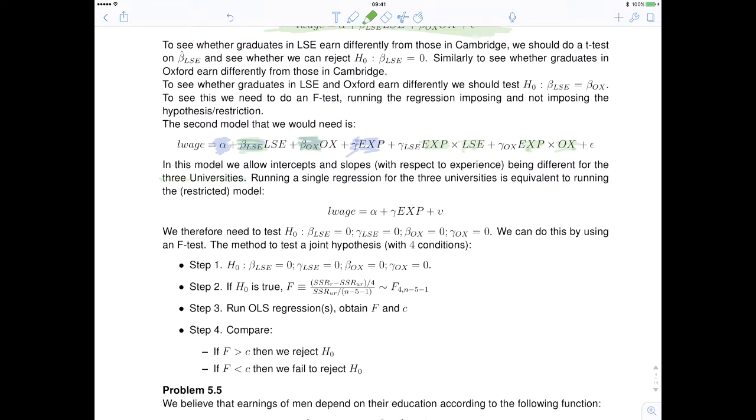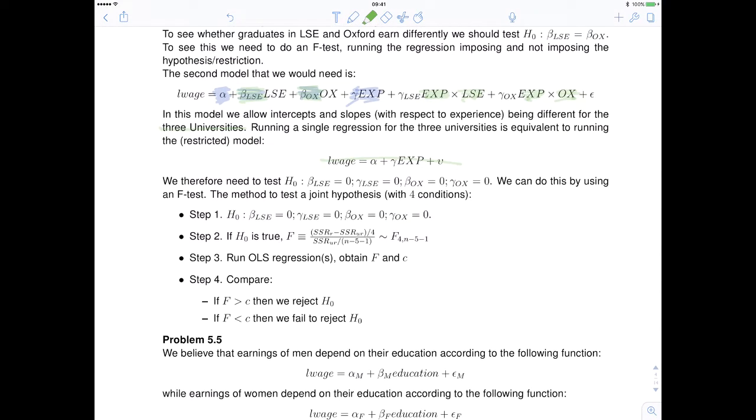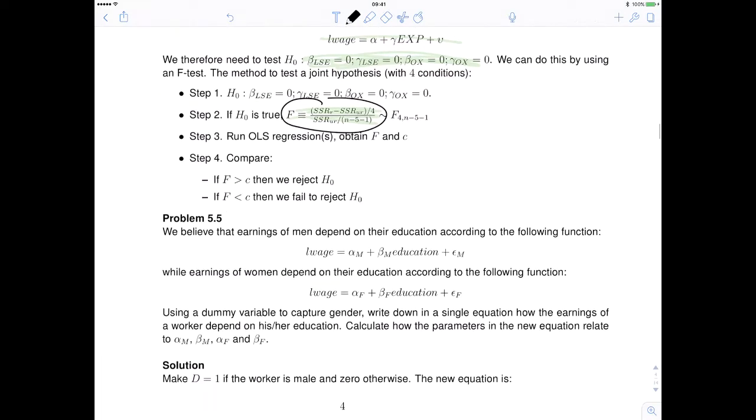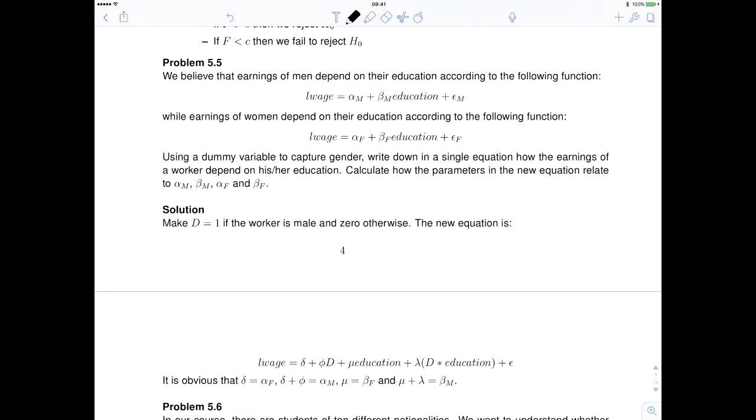Running a single regression would have given us this. We therefore need to test. If we were to run a single regression, which is the blue one, we want all the green bits to equal 0. And that's why we have this F-test. This is how you construct this F-test. You should know this formula by heart for the general case. And that's how you do question 5.5.